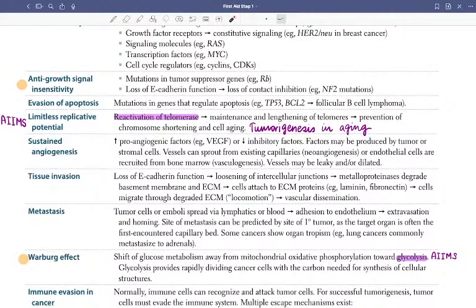Insensitivity to anti-growth signals, obviously. Tumor suppressor genes gone, loss of E-cadherin function, especially E-cadherin in gastric cancers, contact inhibition, NF2 mutations.